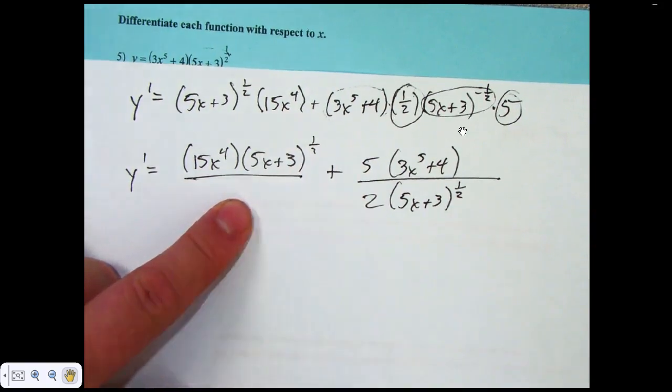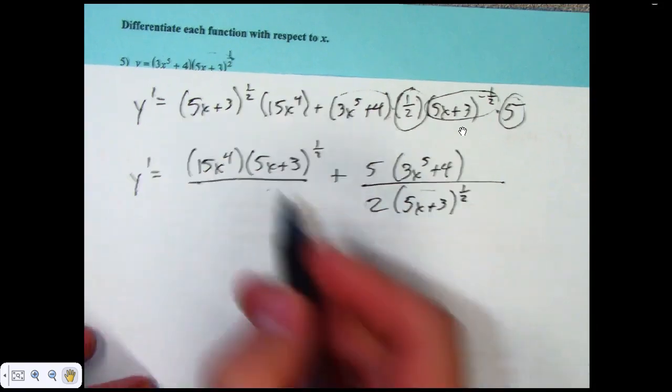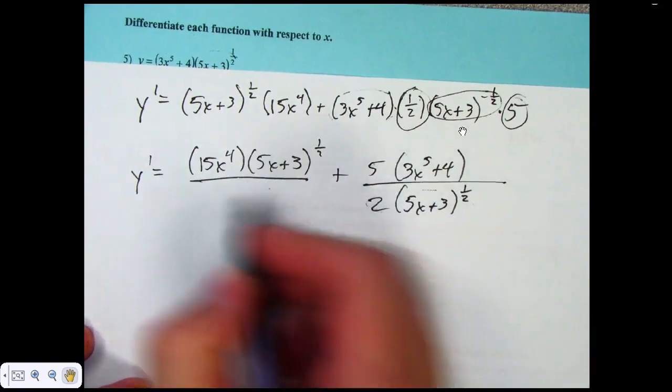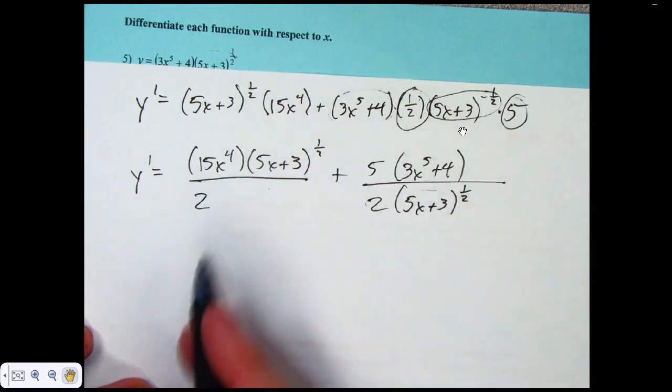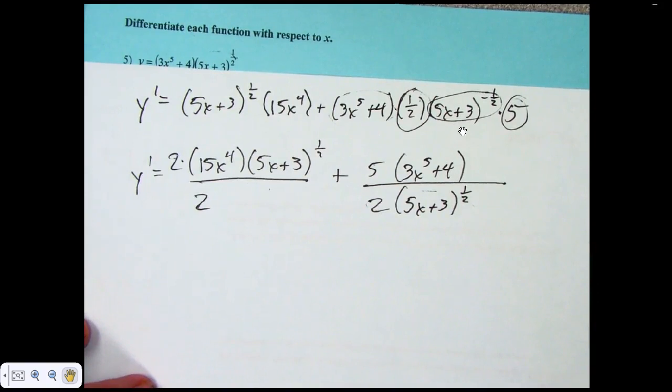So I need to put this denominator over here. I'm going to do it in parts, though. So there's a 2 on the bottom of this piece. There needs to be a 2 on the bottom of this piece. But if I put a 2 on the bottom of this piece, I've got to put a 2 on the top of that piece also.